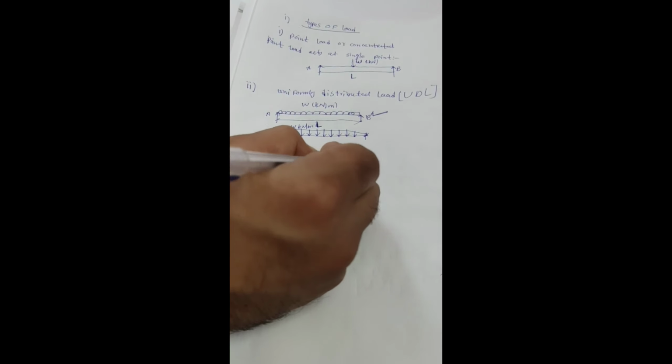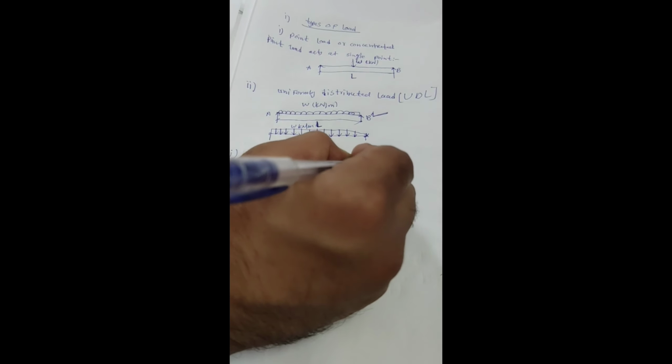In the last one, we have uniformly varying load. The load whose intensity varies linearly between two points of the beam is called uniformly varying load. Maybe it will be a trapezoidal shape, maybe a triangle shape.